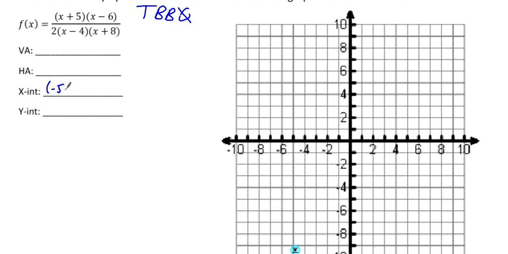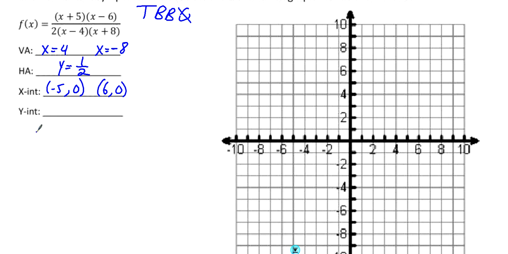Okay, so I'm quickly doing it. I get x-intercepts at -5 and +6. Those come from my top factors. My vertical asymptotes are at x equals 4 and x equals -8. The powers are the same, so we use the coefficients, which gives us 1/2.